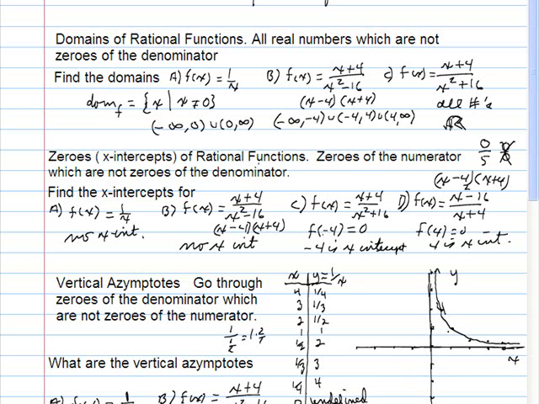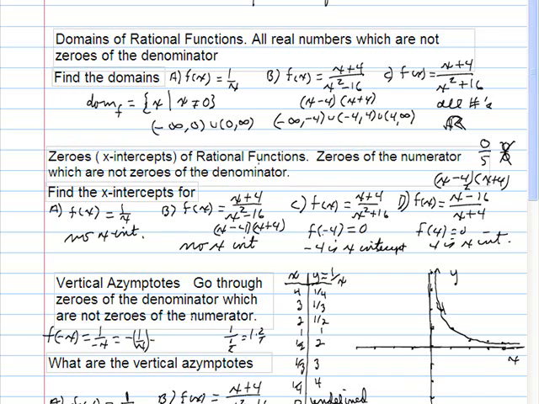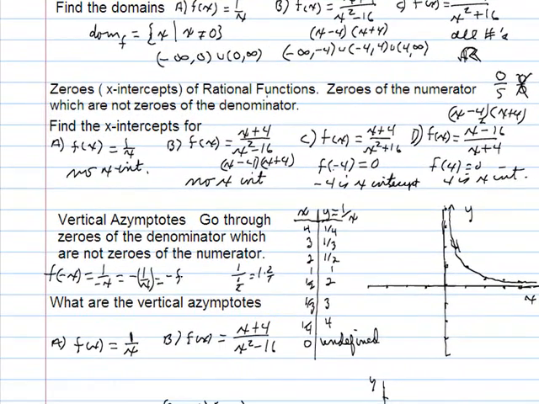Now we can complete this graph with a simple observation. If I take f of negative x, which is how you test for symmetry, I get 1 over negative x, which is negative 1 over x, which is negative f of x, which means this is an odd function.